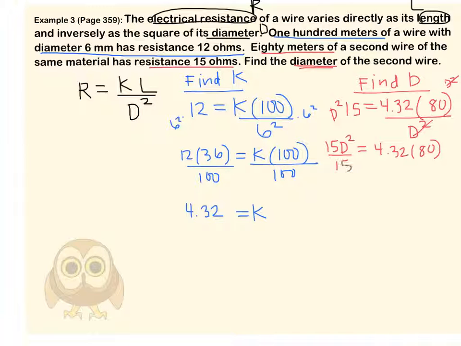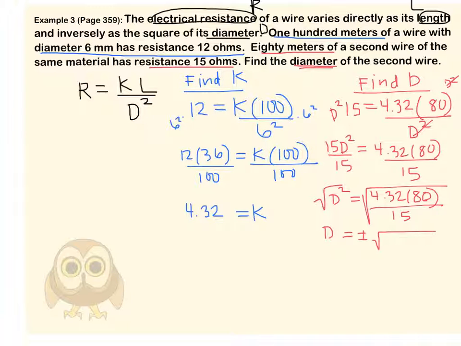Now I'll divide by 15 on both sides and then take the square root. So I'll get 4.32 times 80 over 15. This is all just algebra now. Take the square root of both sides. So we'll get D equals plus or minus the square root of 4.32 times 80 over 15, and we only want the positive version because diameter can only be positive. So we'll get 4.8. Look for your units. The units of diameter was millimeters, so we're going to put mm.